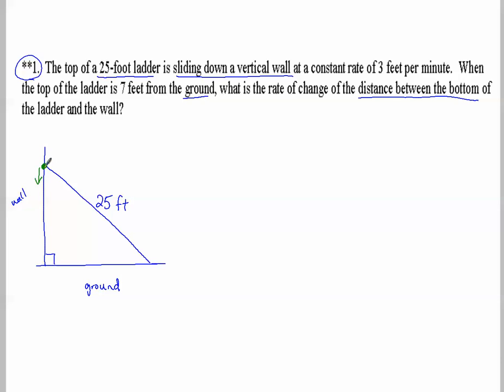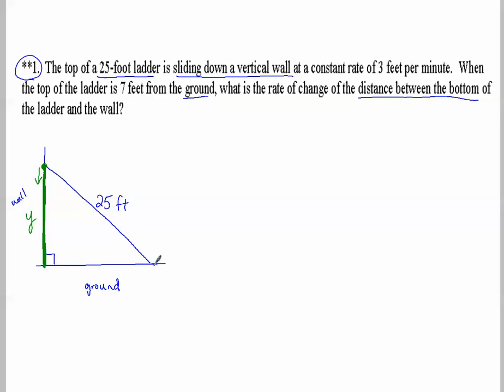This length from the top of the ladder to the ground is a length that's changing because the top of the ladder is sliding down. So this vertical length, I need to assign a variable to it because it's not always 25 feet like the ladder. If it's a changing length, I'm going to assign it a variable. And usually vertical lengths, I'm going to call y. Horizontal lengths, I'm going to call x.